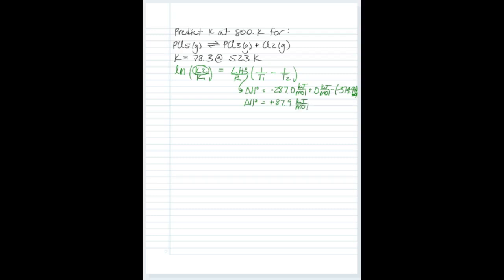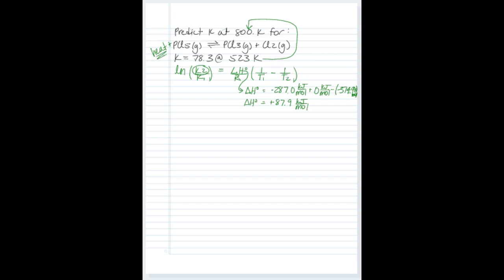Now with that value, before I even go into my calculation, I can make a prediction. This is an endothermic reaction because it has a positive delta H. And so that means that heat can be treated as a reactant in this equation because heat is going in. So now that I know that, I can actually predict whether K is going to be bigger or smaller. I'm increasing the temperature, going from 523 here to 800. So that's an increase in temperature. I'm adding extra heat.